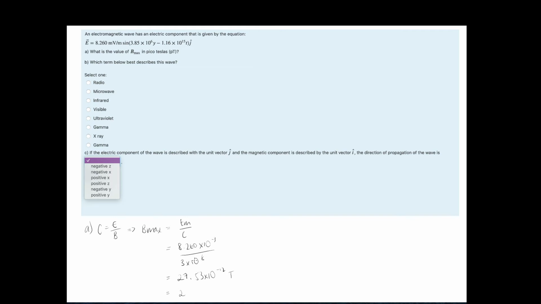3 significant figures. So 27.5 picoteslas. So that's the answer to part A.